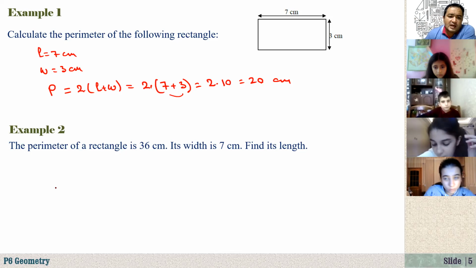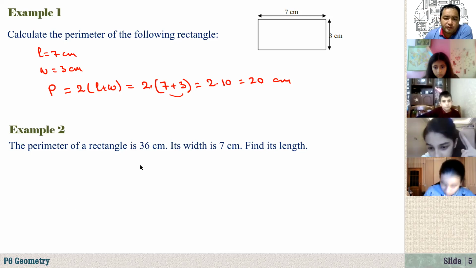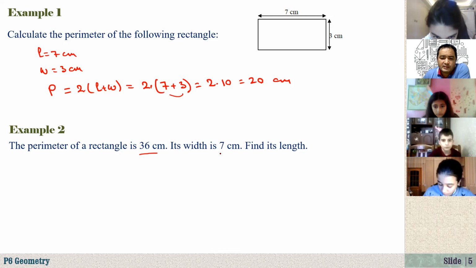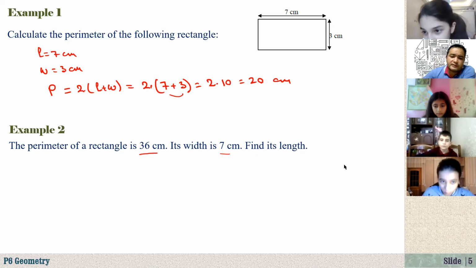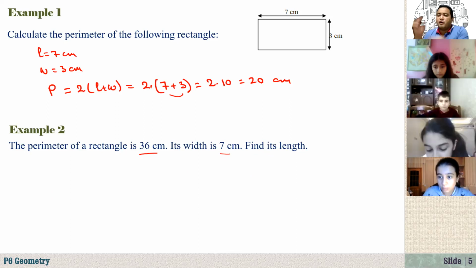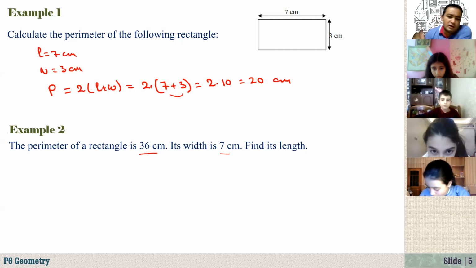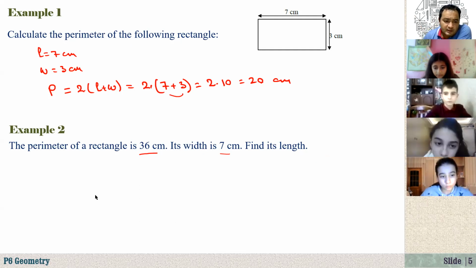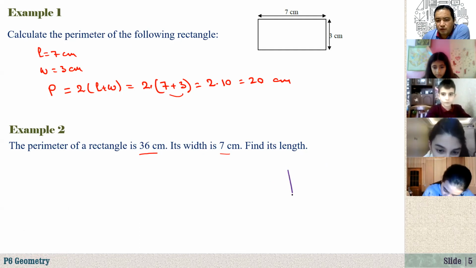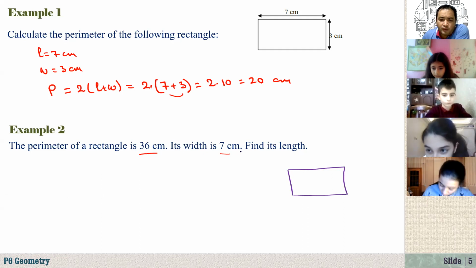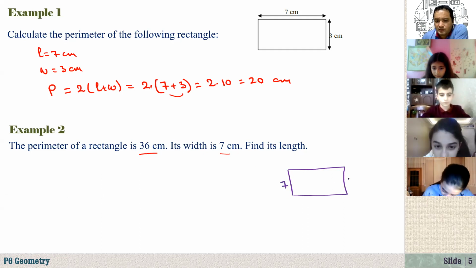In example 2, the perimeter of a rectangle is 36 centimeters. Its width is 7 centimeters. Find its length. Here, we can answer the question directly, but when we are solving geometric questions, I encourage you to draw a picture, diagram, or figure, and label these diagrams, then write the formula equation and solve it. Since here we are talking about a rectangle, let me draw a rectangle. Suppose that this is our rectangle in the question. It says that the width is 7, so this one is 7 and this one is 7.